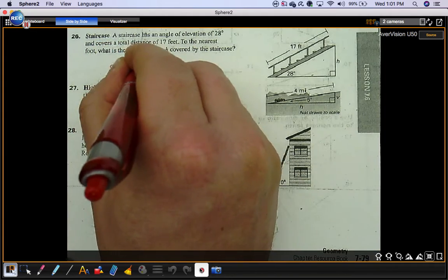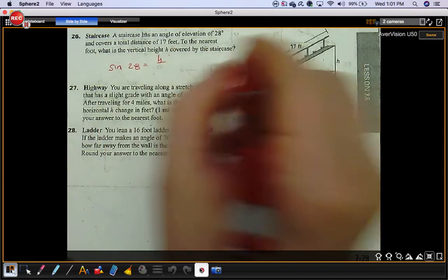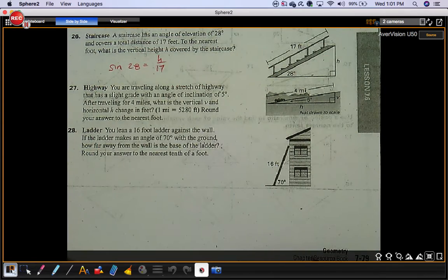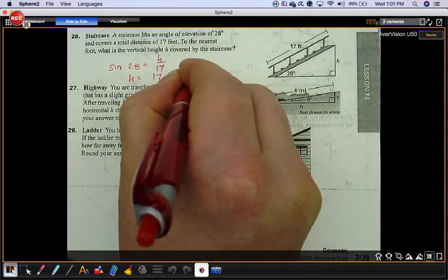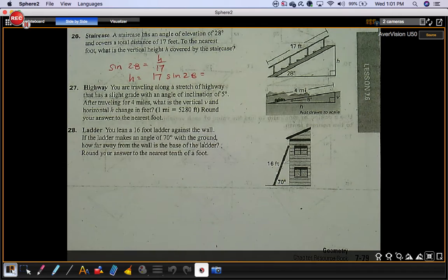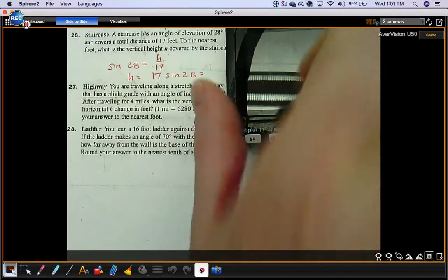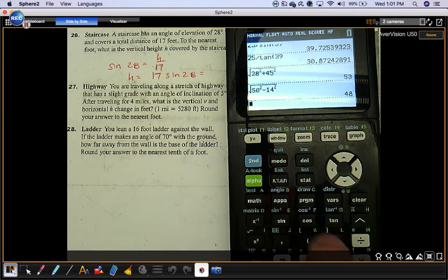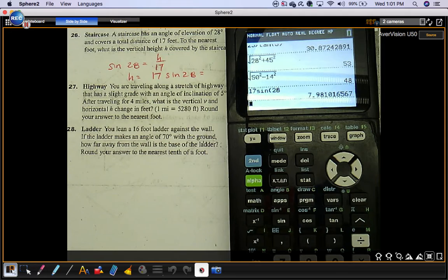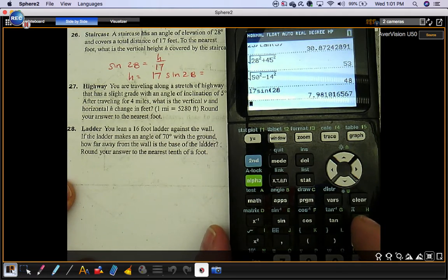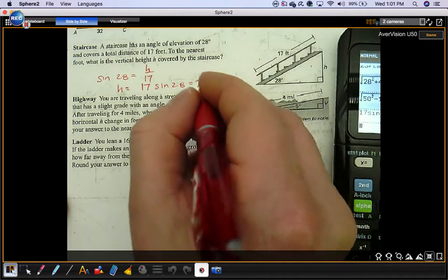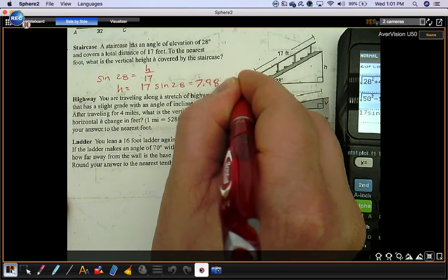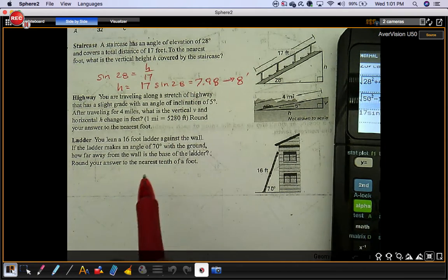Sine of your angle equals the opposite over the hypotenuse. So the height of that staircase is 17 times the sine of 28. And they want the answer to the nearest foot, so we're not going to use a decimal. We'll do 17 sine 28. It'll give us 7.98. Nearest foot would be 8 feet. So I like to write that answer there, but then do this to indicate that it's rounded to 8 feet.